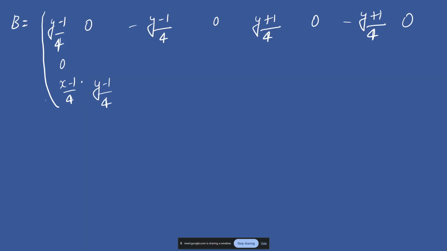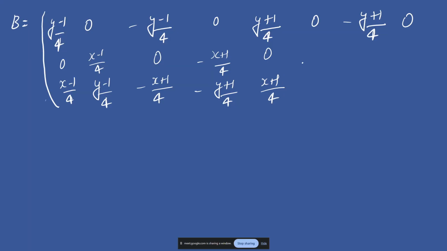x minus 1 by 4, y minus 1 by 4, x minus 1 by 4, 0, minus x plus 1 by 4, minus x plus 1 by 4, minus y plus 1 by 4, 0, x plus 1 by 4, x plus 1 by 4, y plus 1 by 4, 0, minus x minus 1 by 4, minus x minus 1 by 4, minus y plus 1 by 4.